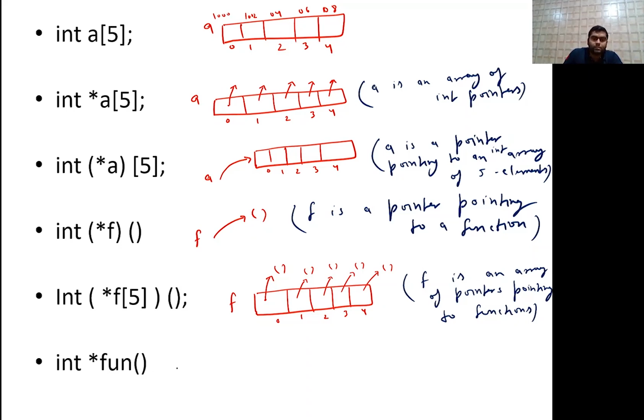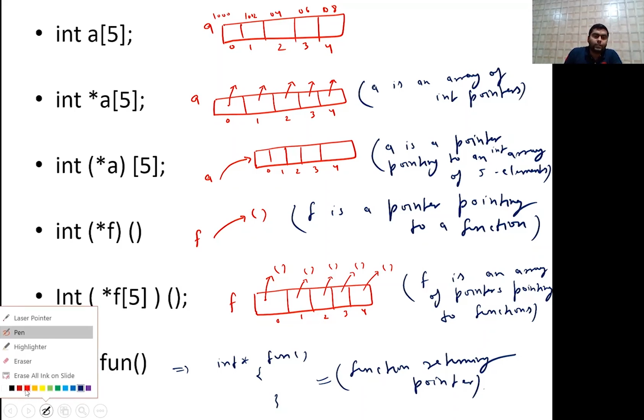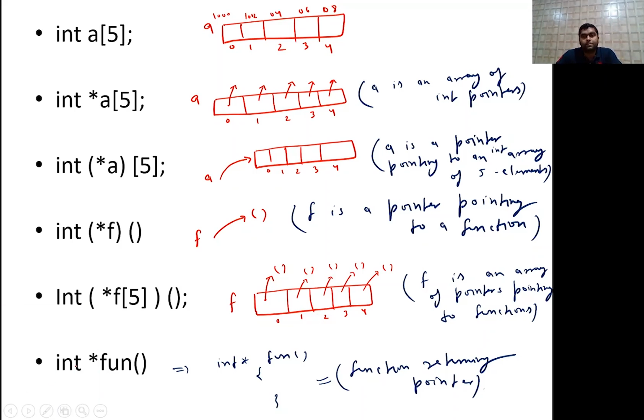Now the last one is very simple. This is like integer star fun, which we saw a lot many times. So what is this? This is a function returning a pointer. So I hope that this is clear to you. These statements are very useful, and these concepts are exclusively in depth. Okay, now next is what?